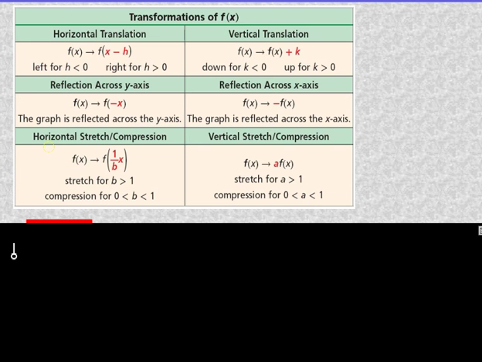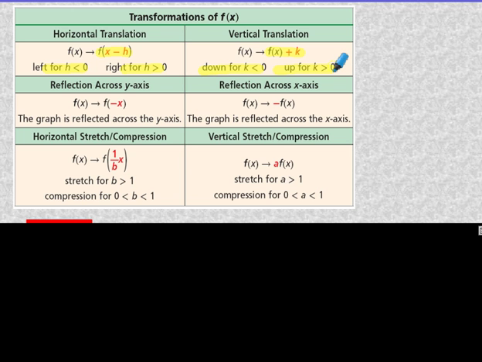So horizontal translation, any kind of horizontal translation is within the function rule itself. So here's a horizontal translation. If x or h is greater than 0, it's right, less than 0, left, which means in the equation a plus means left and a minus means right. Vertical translation, you add outside the function equation or rule. Negative is down, positive is up.